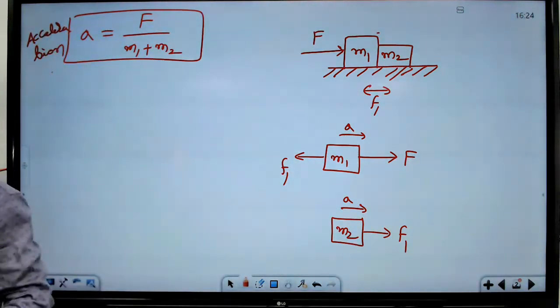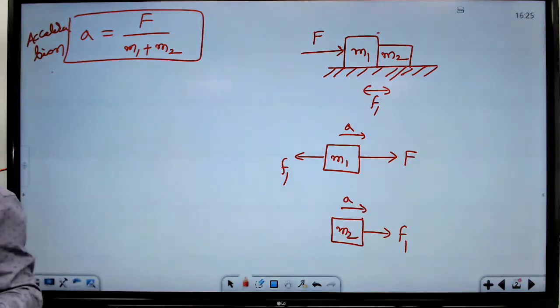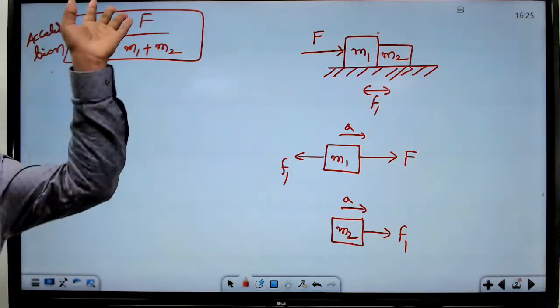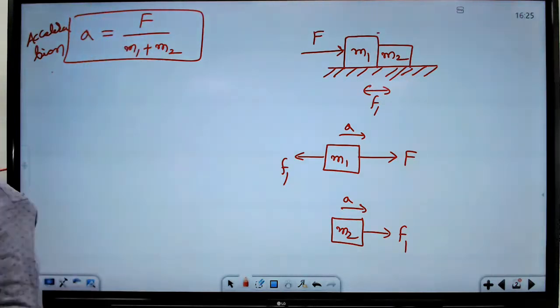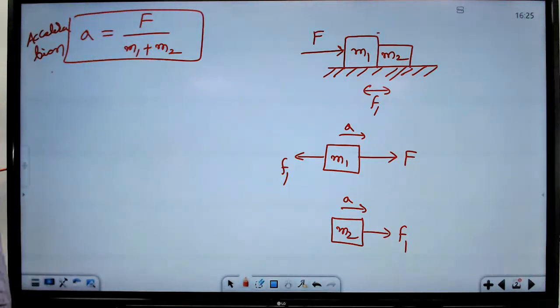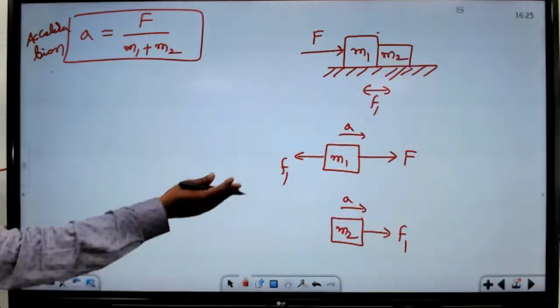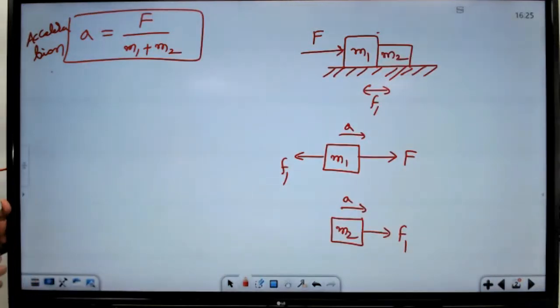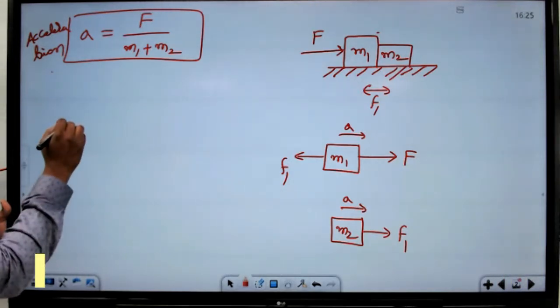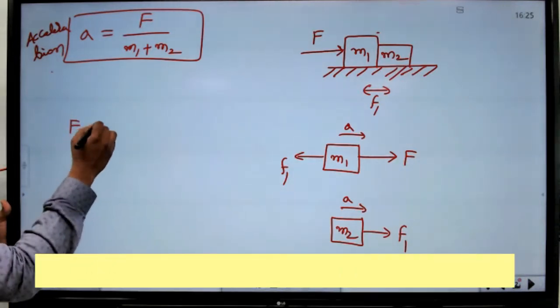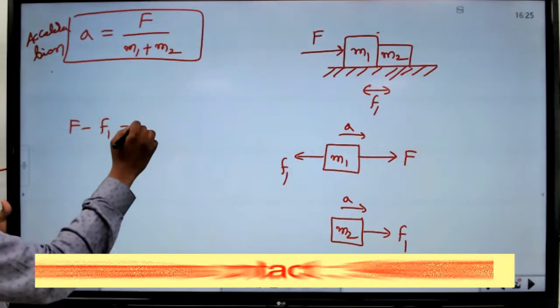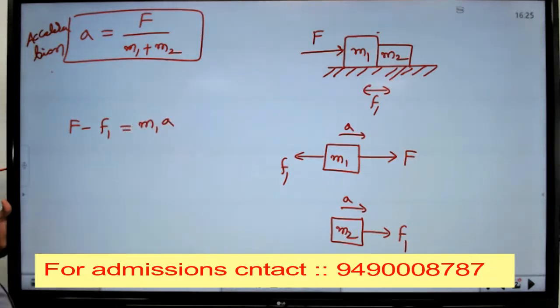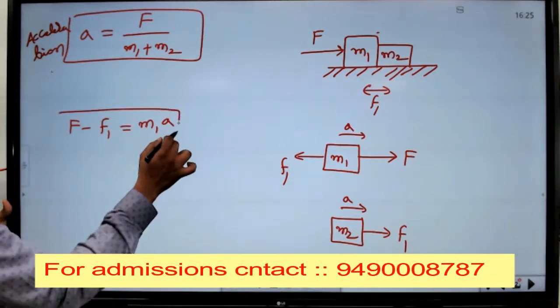Now what is the value of contact force? We need to write the equation for acceleration as well as contact force. Acceleration equation done. Now write down the equation for contact force. For M1, what is the equation from Newton's second law? Net force equal to mass into acceleration. So net force is F minus F1 equal to M1 into A. That is the equation from Newton's second law.